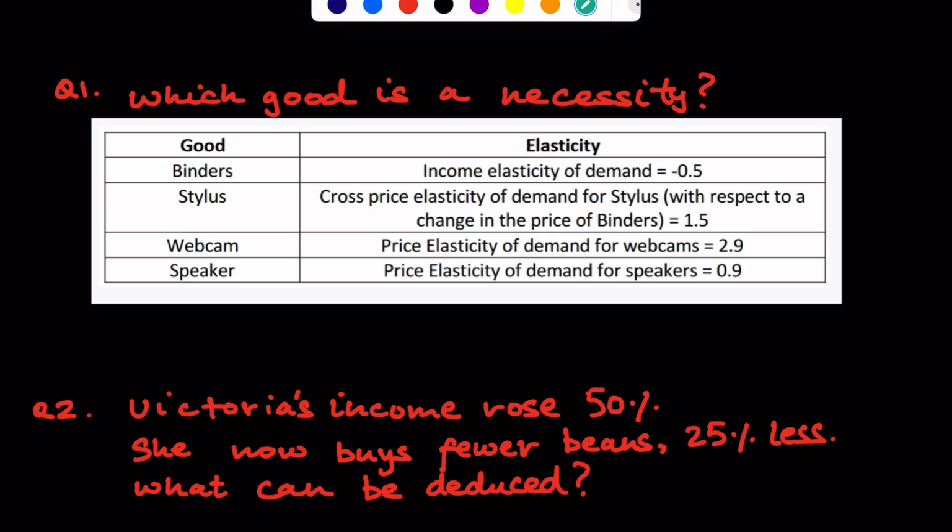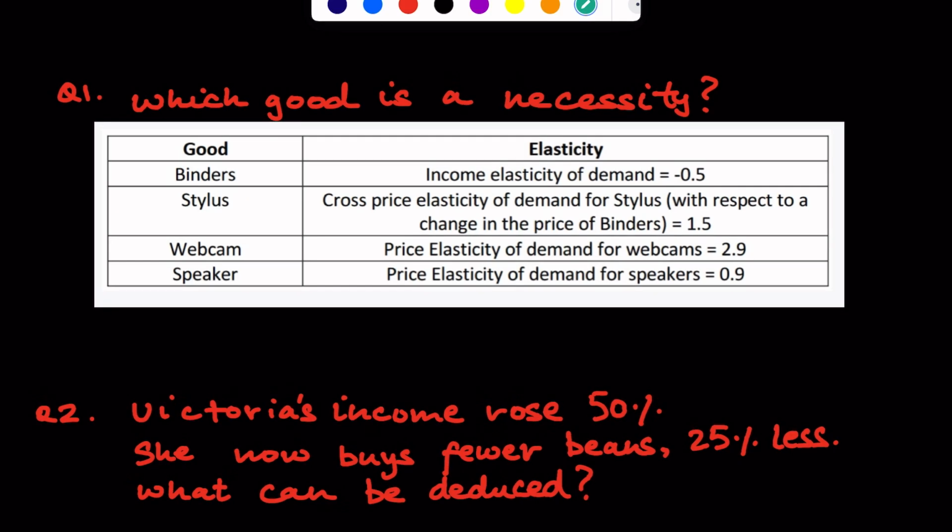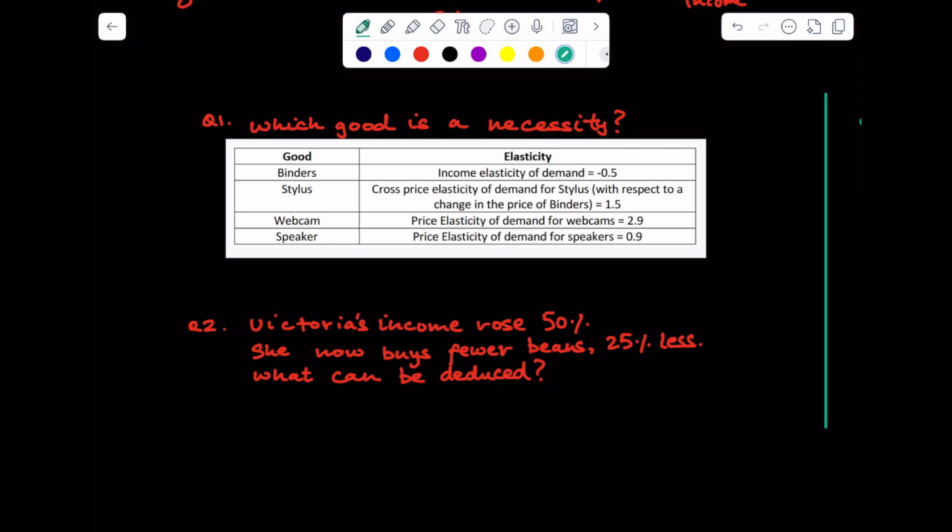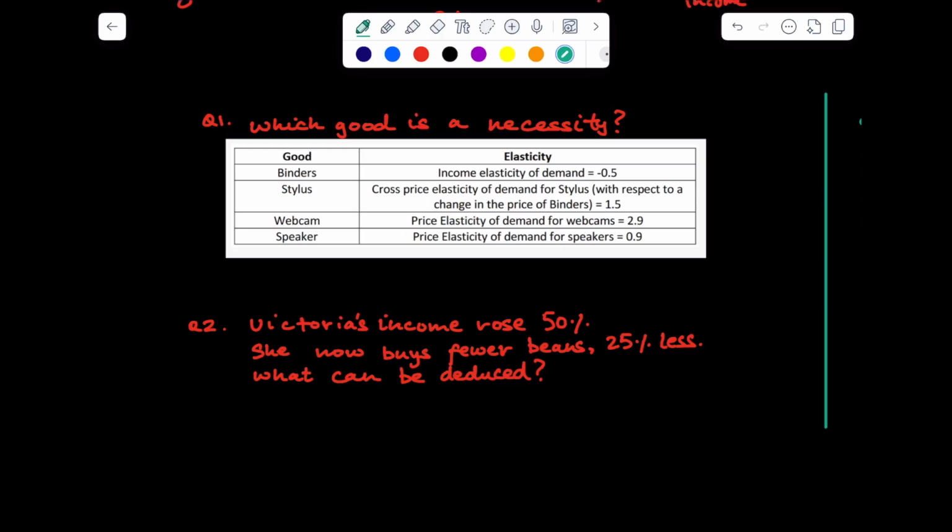Moving on, stylus and binders, on the other hand. For stylus, we usually use cross price elasticity. We haven't gone over that, but it compares how a change in price in one good impacts the change in quantity demanded for another good. So we can cancel this out as well, because these cross price elasticities only cover complements and substitutes, and I'll try to go over that in another video. So as a result, the correct answer here would be binders.